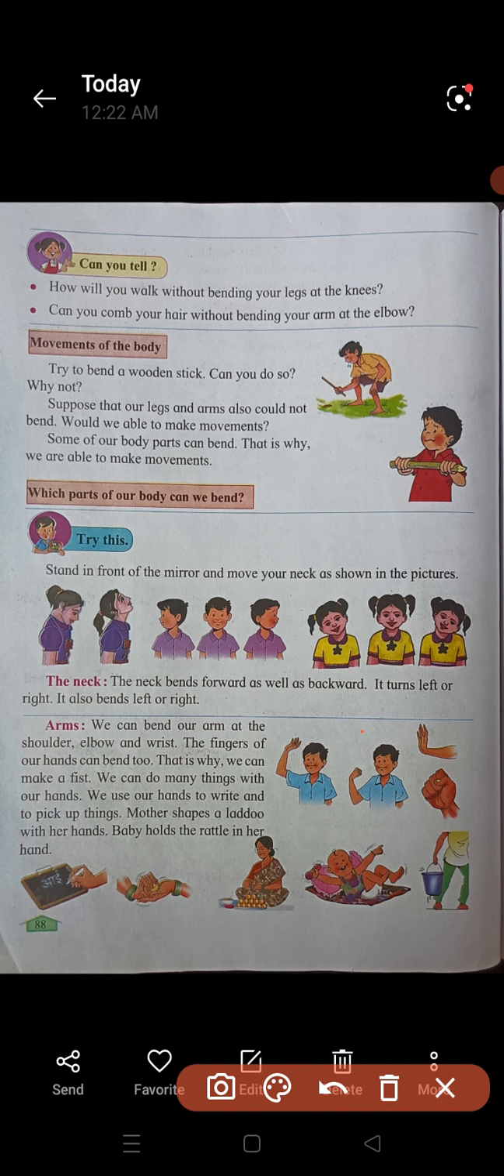So, for that, you have to open page number 88 of your textbook. Now, we'll start with the second part. See the first point what we have. Can you tell? There are a few questions what we have here.